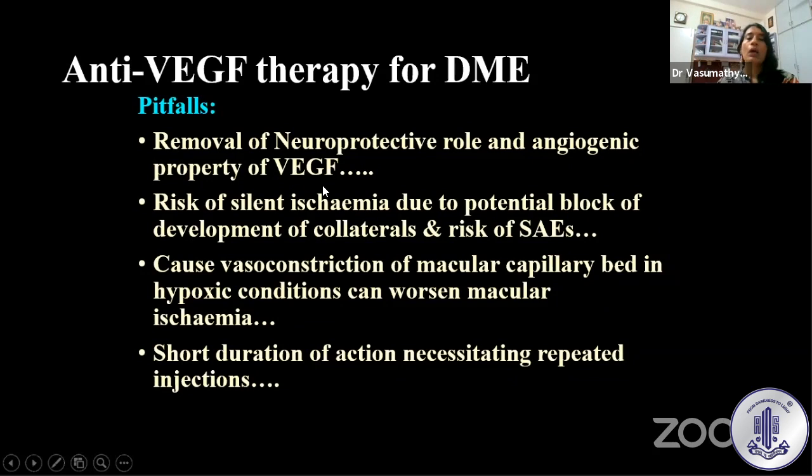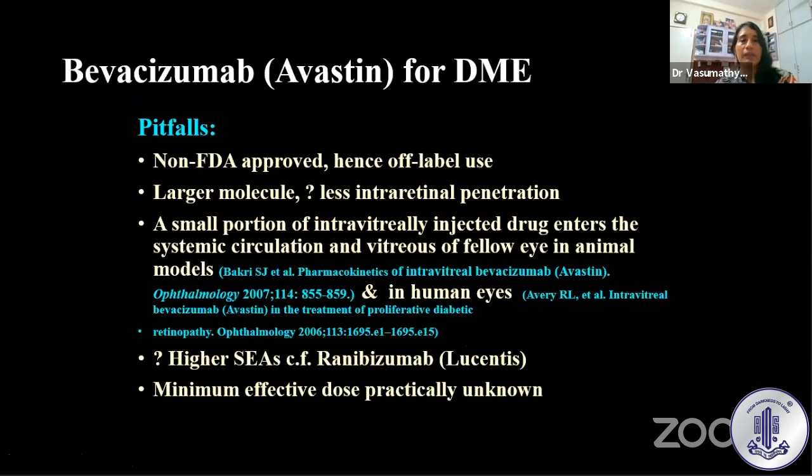So anti-VEGF agents, if you inject, especially the bigger ones, circulate in the body for a long time. For example, Avastin circulates for more than 20 days. So that can put the patient at risk for a silent heart attack. And also it can critically cause vasoconstriction of macular capillary bed. And there can be other eye effects.